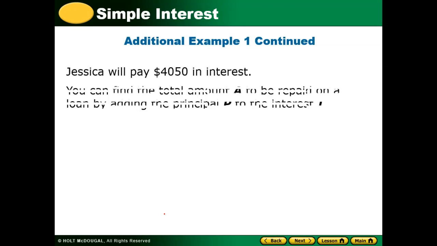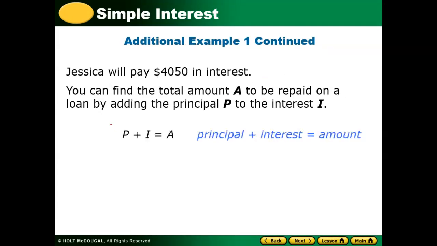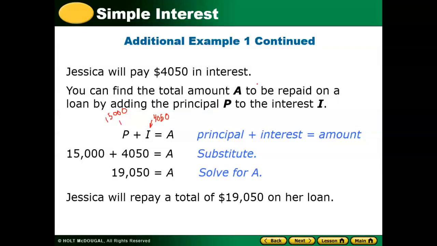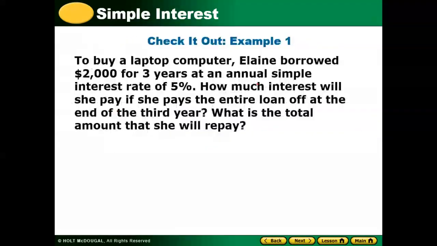Now, just because we didn't have room on that slide, we're going to figure out the amount that she has to repay as well. So we know to find our amount, we have to take our principal plus our interest. We just calculated our interest in the last question, which was 4,050. And we also know that the original principal amount that she borrowed was $15,000. So when we add those together, we find that the total amount that was repaid on this loan was $19,050. So she would repay a total of $19,050 on her loan.